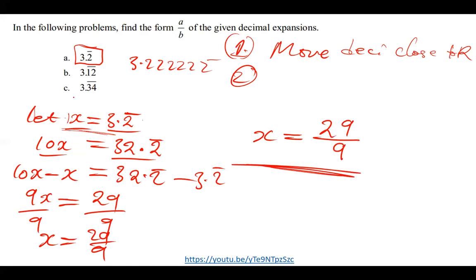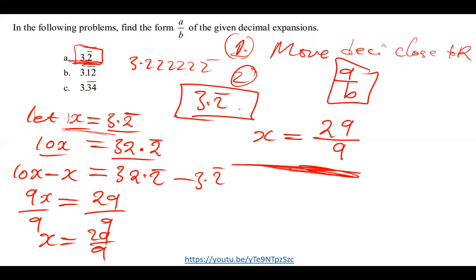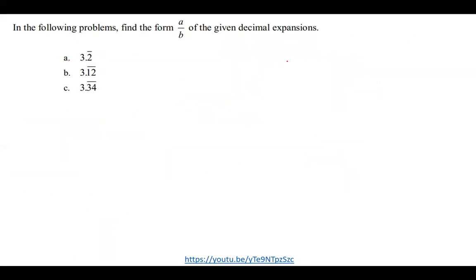So we have expressed this expression in fraction form. Sometimes in this question they will ask you to prove that 3.2 bar is a rational number. Remember the definition of a rational number. We said every rational number can be expressed in the form a over b. So for you to prove that this is a rational number, you have to express it in the form a over b. And in this case, we have expressed it in fraction form. So let us move on to the next one. The next one is 3.12.